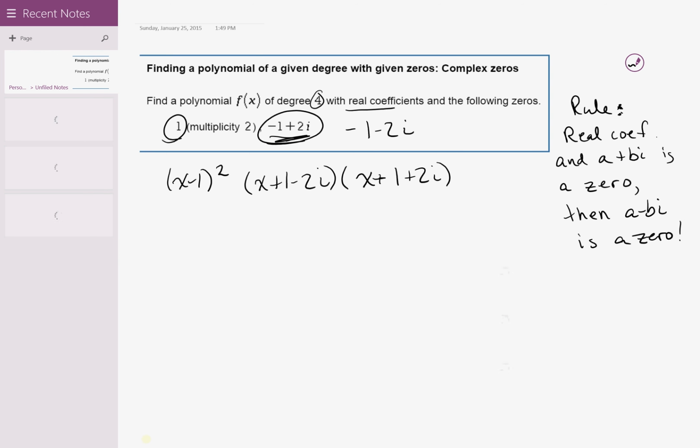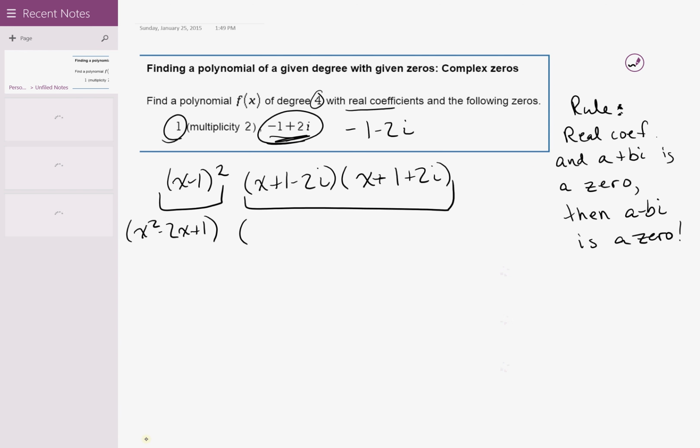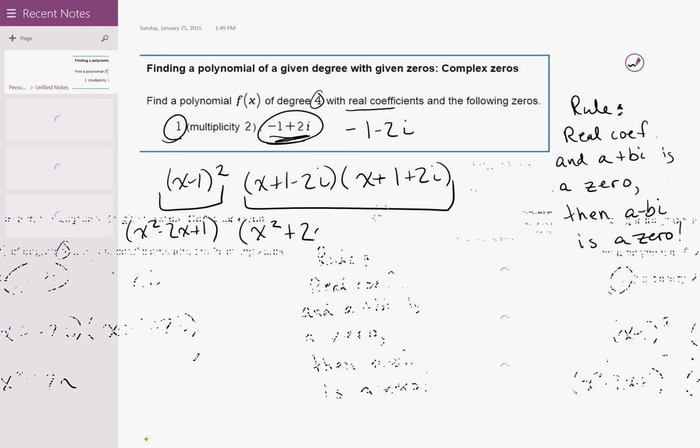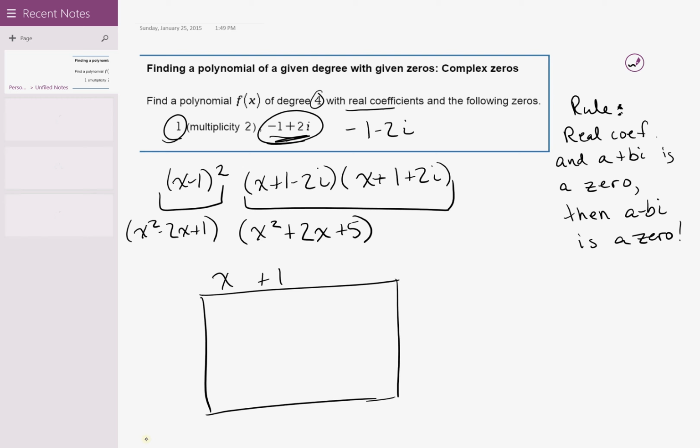Okay, I'm going to multiply these two together, and I'm going to expand this out. So this one is easy. That's x squared minus 2x plus 1. This one is going to be x squared plus 2x, and then plus 1 plus 4. But if I can't remember that, I have to do it this way. Well, I can distribute, or I can do it this way. So I have x plus 1 minus 2i and x plus 1 plus 2i.